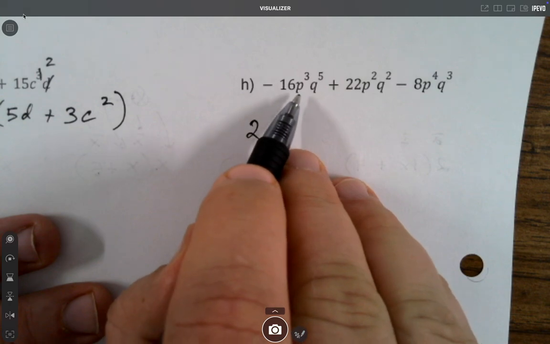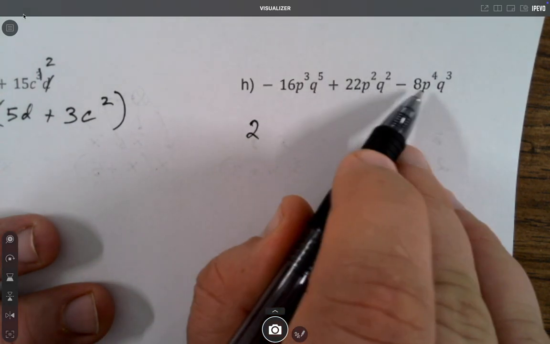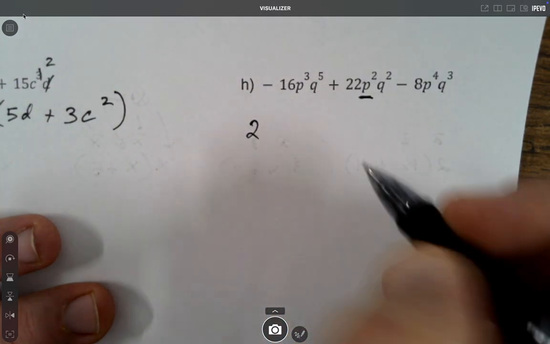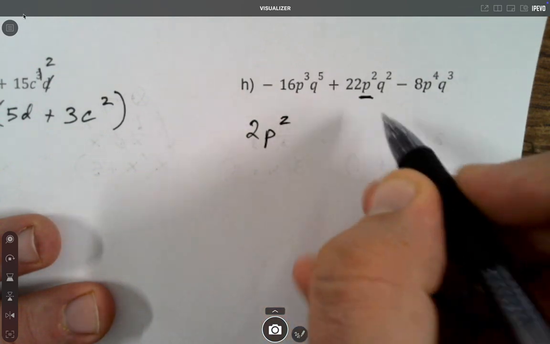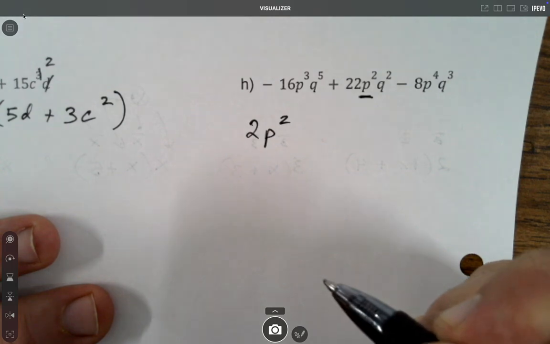So now I look at the P's. This one has 3 of them. This one has 2 of them. This one has 4 of them. So I can take 2 of them out. Because basically you want to look for what's the least number of P's a term has, not how many we can take out.